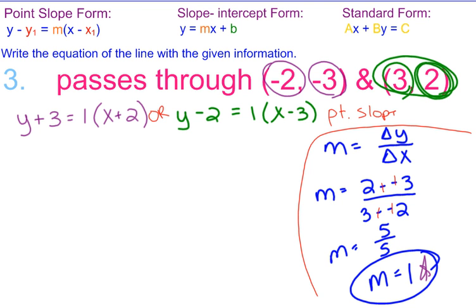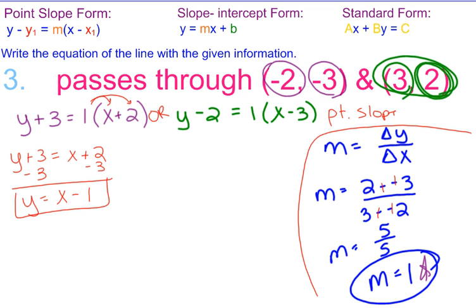So now, to move this to slope-intercept form, I can use either one, so whichever one you chose to use. When I distribute a 1 to something, does that change anything? It doesn't. So really, I just have y plus 3 equals x plus 2. And to move it to slope-intercept form, I'm going to subtract 3 from both sides. So y equals x minus 1. Here's my answer for slope-intercept form.